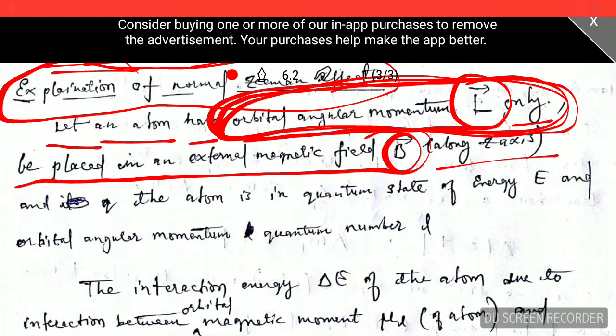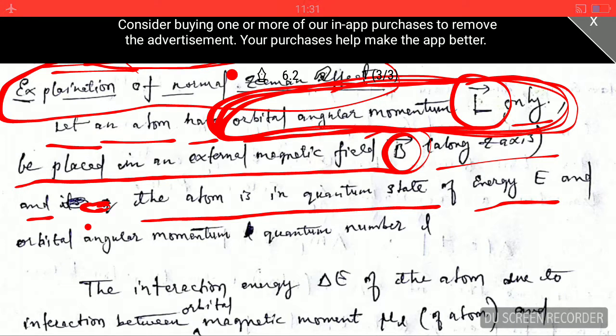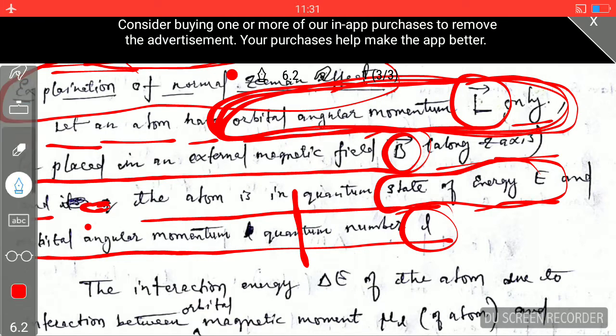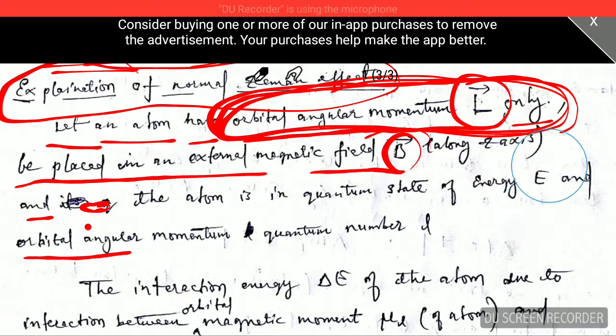And the atom is in the quantum state of the energy E. So the atom is in a state, and that state has the energy E, and the orbital angular momentum quantum number is L. Let me explain more clearly.